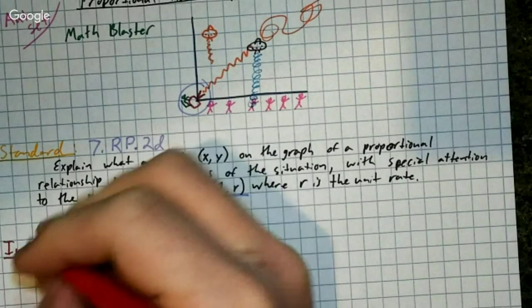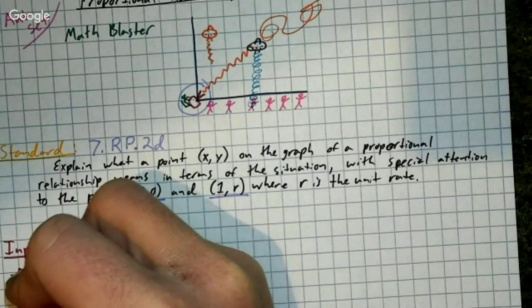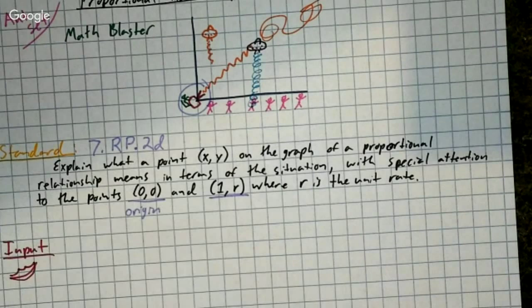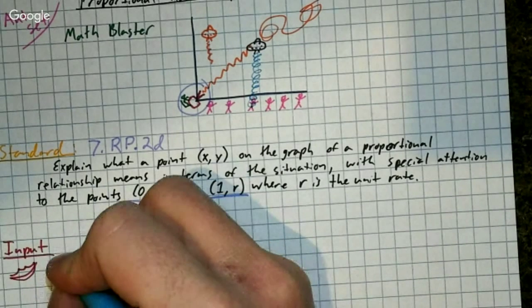We're going to go ahead and have 2 language of the discipline today. So the first one is going to be proportional relationships.